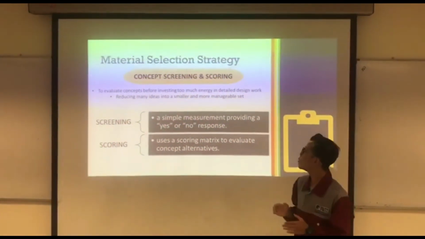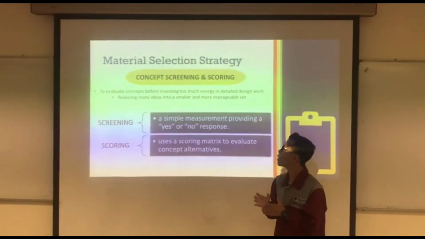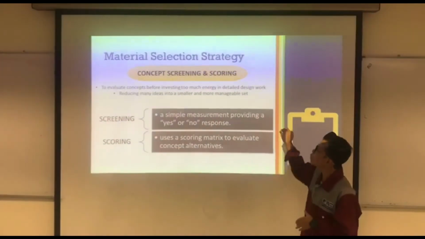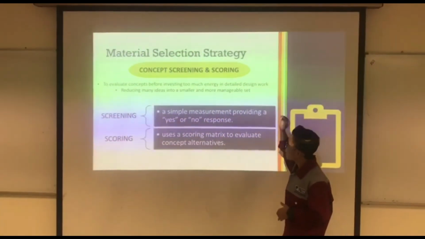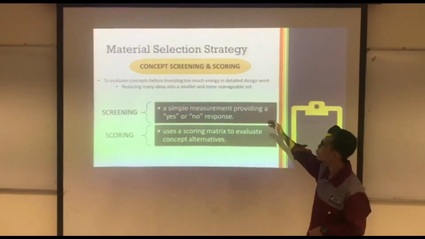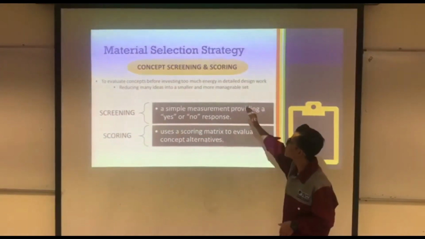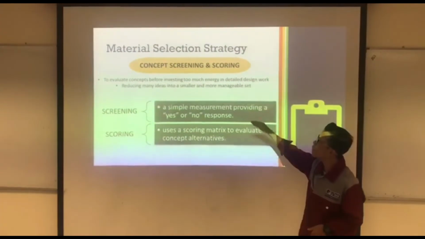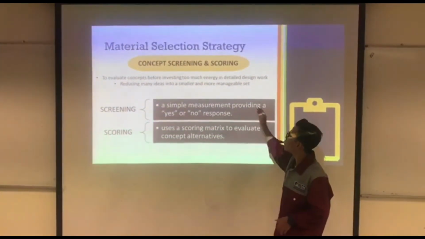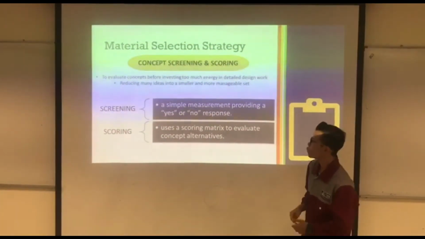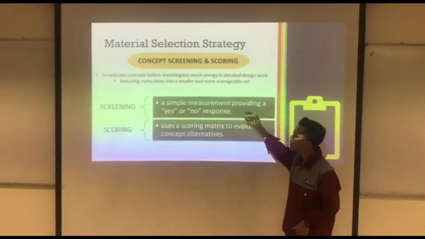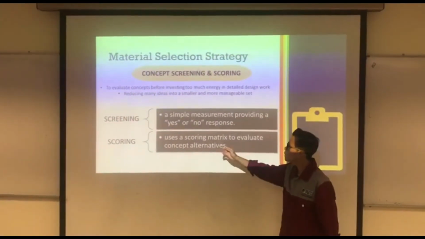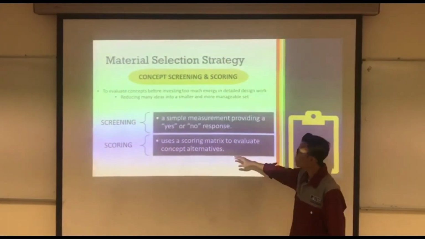So the material selection strategy is concept screening and scoring. Concept screening and scoring is used to evaluate concepts before investing too much energy in detailed design work, and to reduce many ideas into a smaller and more manageable set. Screening is a simple measurement providing a yes or no response, and for scoring, we use a scoring metric to evaluate concept alternatives.